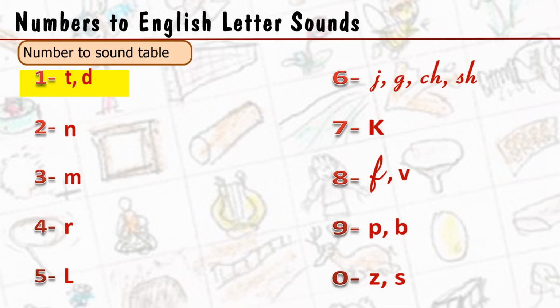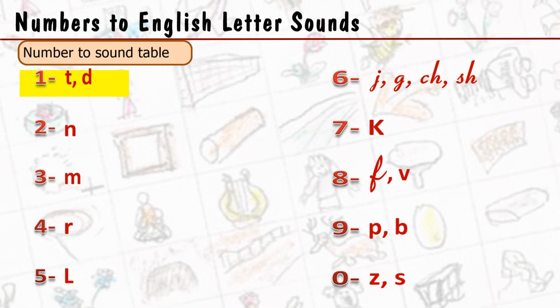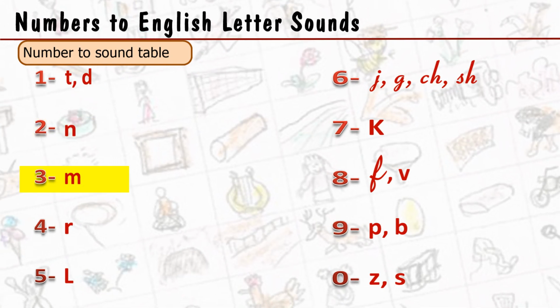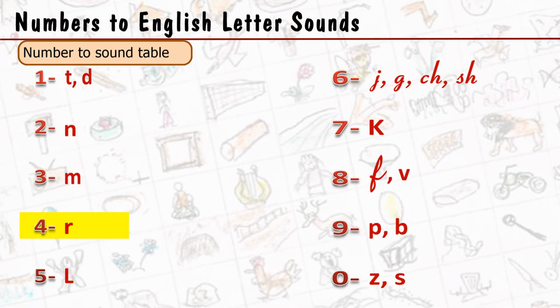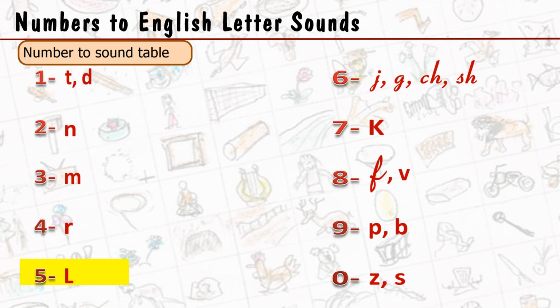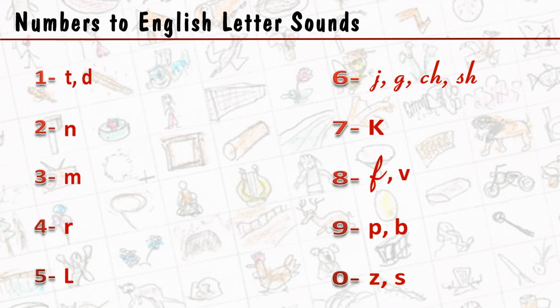Here we assign number 1 to T or D, number 2 to N, number 3 to M, number 4 to R, number 5 to L, number 6 to J or G, number 7 to K sound, which is there both in kite and cap, 8 to letter F or letter V, 9 to letter P or B, and 0 to letter Z or S. This may look difficult to remember in the first go, but it will become easier when I explain this to you like this.